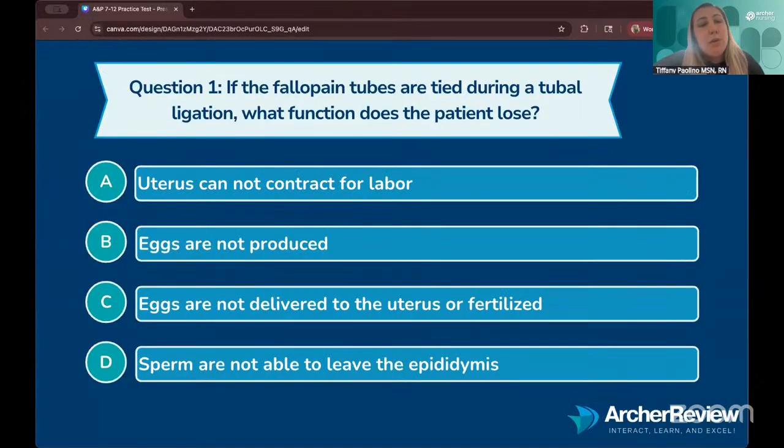If the fallopian tubes are tied during a tubal ligation, what function does the patient lose? What function does the patient lose? Take a moment, read through these answers. Now, if you are studying for the TEAS and HESI exam, I recommend spending about a minute maximum on each question.